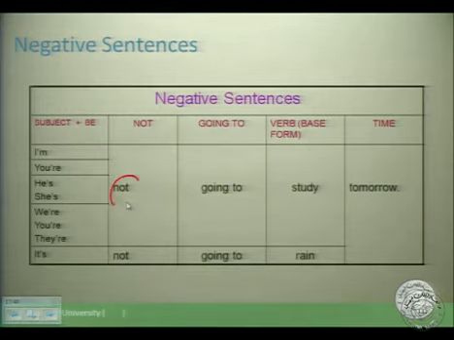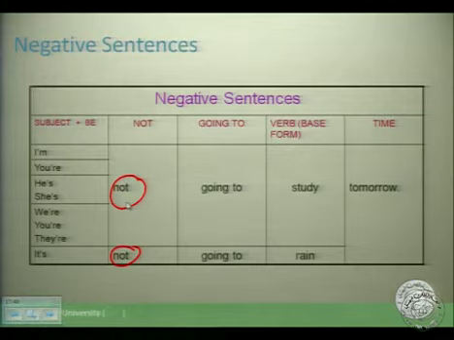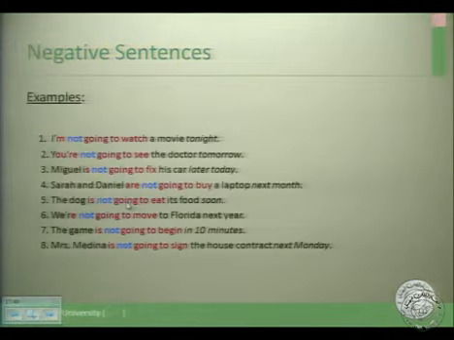Where do we add not? We add it here, after the subject and verb to be, and before going to. This is very important. We put not here in this place after verb to be. But with will it is different. With will we put not after will.